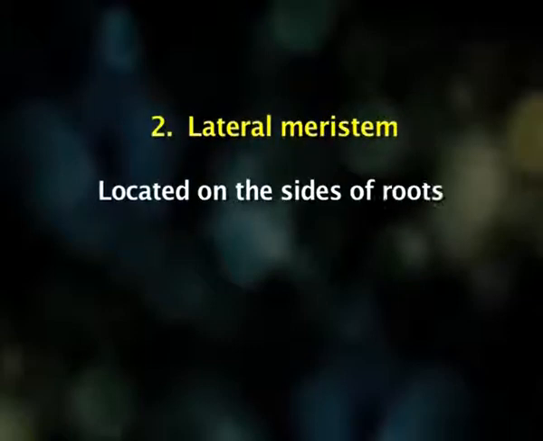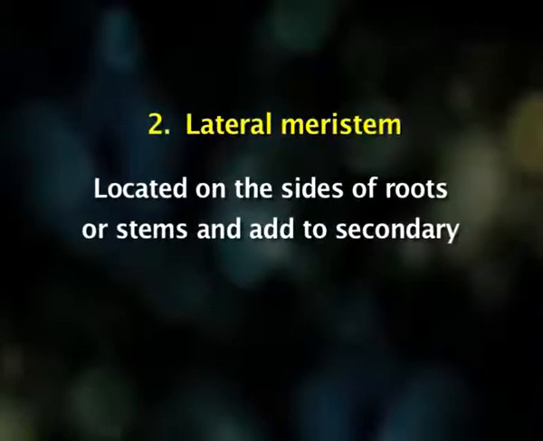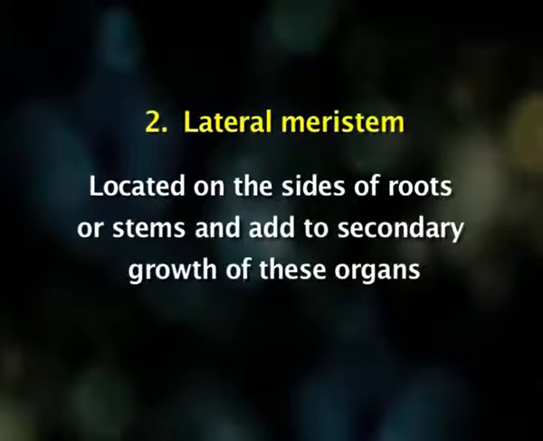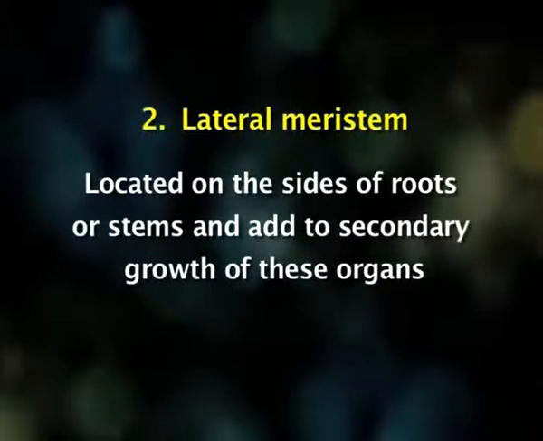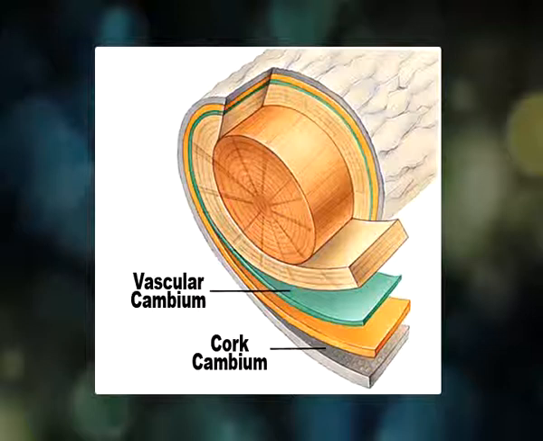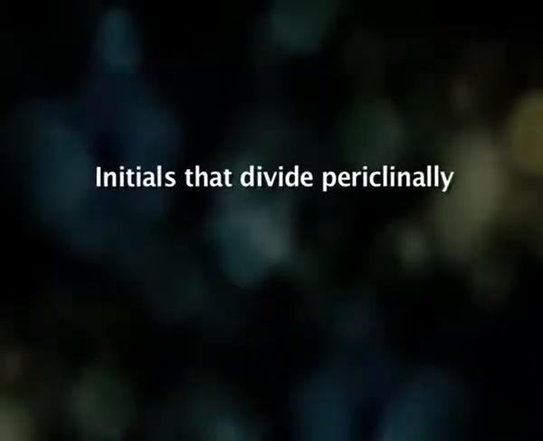Number two, we have the lateral meristems. They are located on the sides of roots or stems and add to the girth or secondary growth of these organs. Vascular cambium and cork cambium are the examples of lateral meristems. Lateral meristems are composed of initials that divide periclinally.